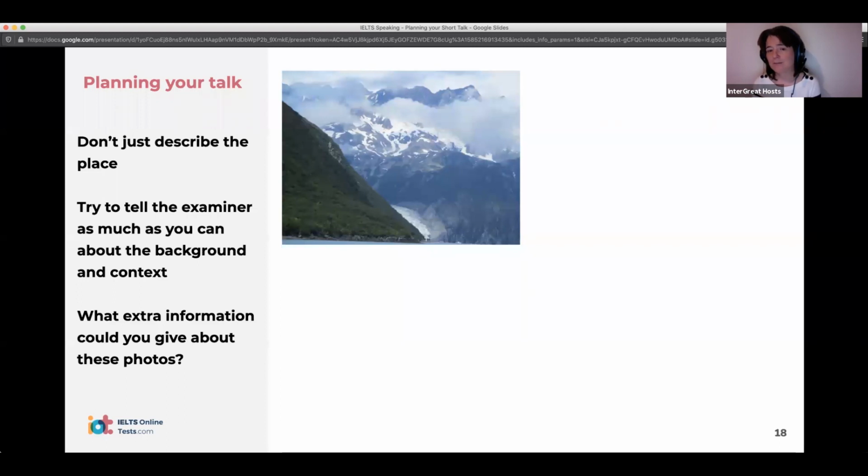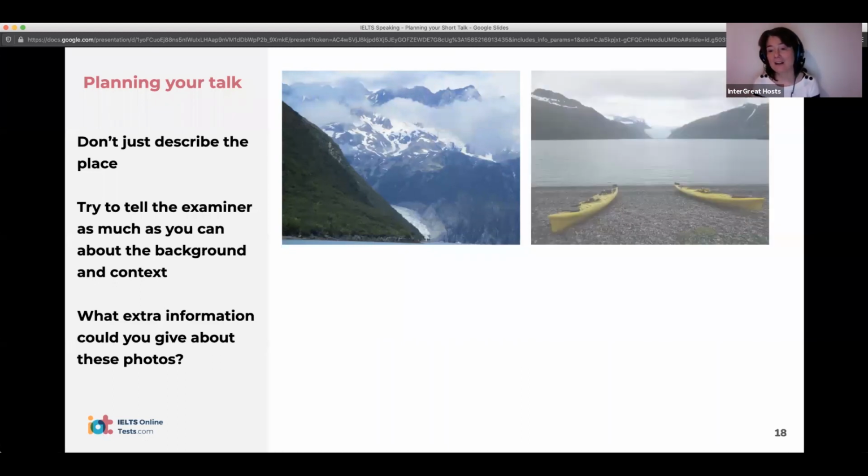So we're describing Kazakhstan. I think it's actually Alaska, but it looks like Kazakhstan, doesn't it? Yeah, so trekking. So maybe you're talking about the activities you did there. Maybe you're talking about more general information. The weather, very good point. You can talk about the climate or the weather. Okay, something like that.